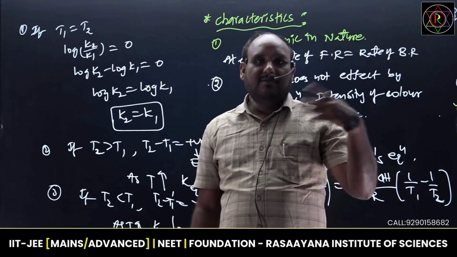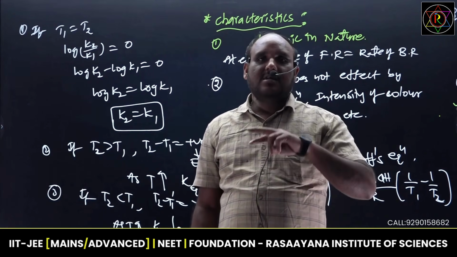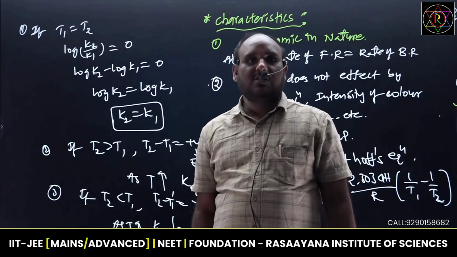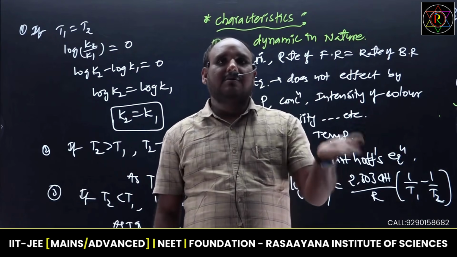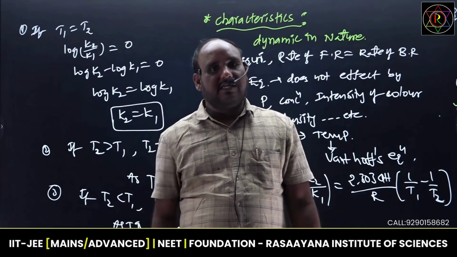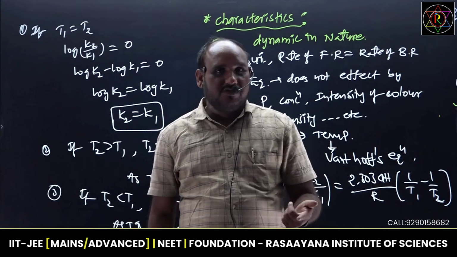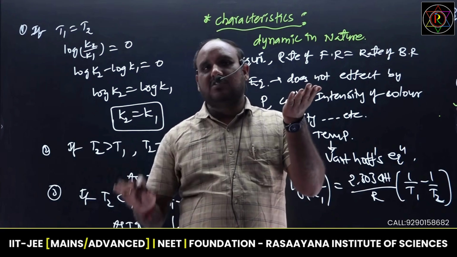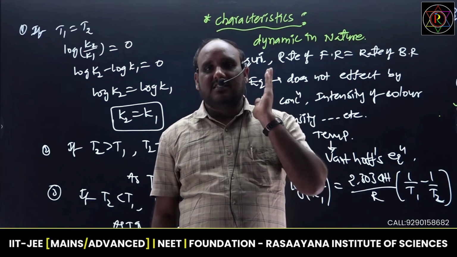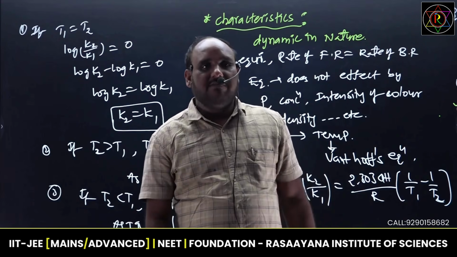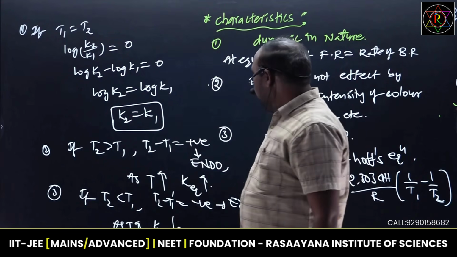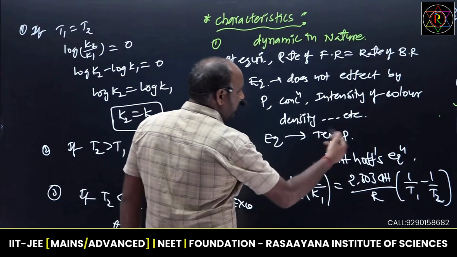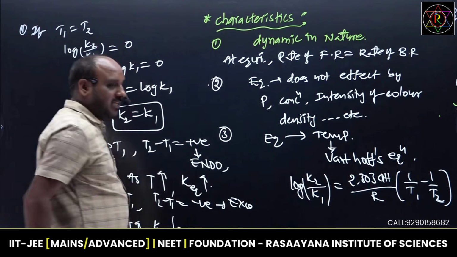If one temperature is high and the other is low, meaning T2 is greater than T1, that gives an endothermic reaction. For an endothermic reaction, as we increase the temperature, the equilibrium constant also increases. If it is an exothermic process, as the temperature increases, the equilibrium constant decreases. So that's why the temperature effect on the equilibrium constant can be explained with the help of the Van't Hoff equation, right?